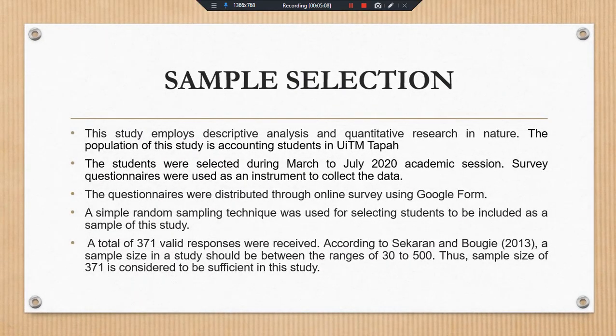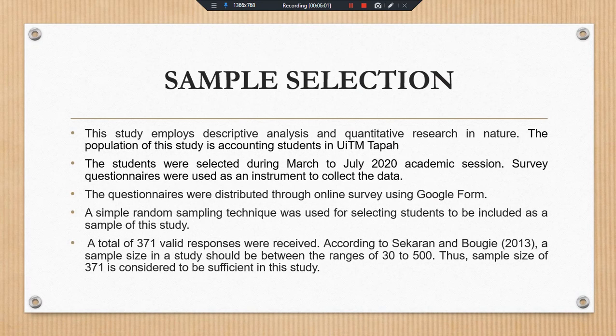Sample selection. This study employed descriptive analysis and is quantitative in nature. The population of this study is accounting students in UITM TAPAH. The students were selected during the March to July 2020 academic session. Survey questionnaires were used as the instrument to collect the data. The questionnaires were distributed through an online survey using Google Form. A simple random sampling technique was used for selecting students to be included as the sample of this study. In other words, all the students have an equal opportunity to be included in the study.